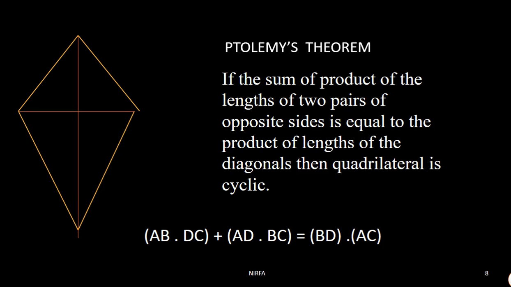If you see this figure, I am giving the names: this is A, this vertex is B, this is C, and this is D. Then take the product of the lengths of the two pairs of opposite sides. So AB and its opposite side is DC. Take the product of AB and DC, keep it in one bracket, plus the other opposite pair, AD and BC, take its product, and if it is equal to the product of the lengths of the diagonals, then you can say that this quadrilateral is a cyclic quadrilateral.